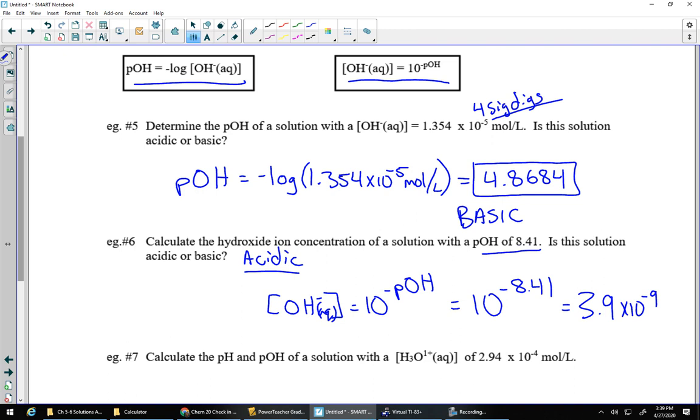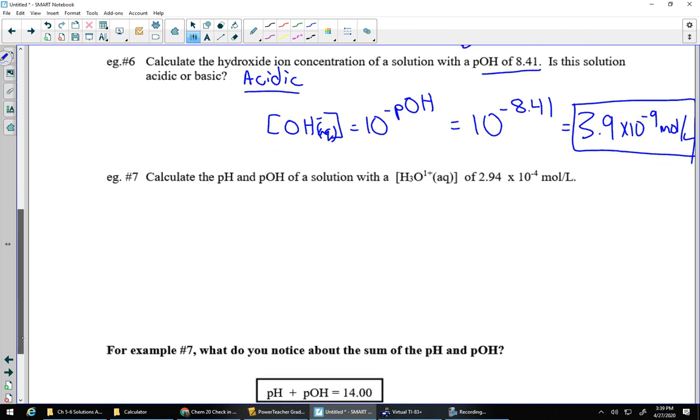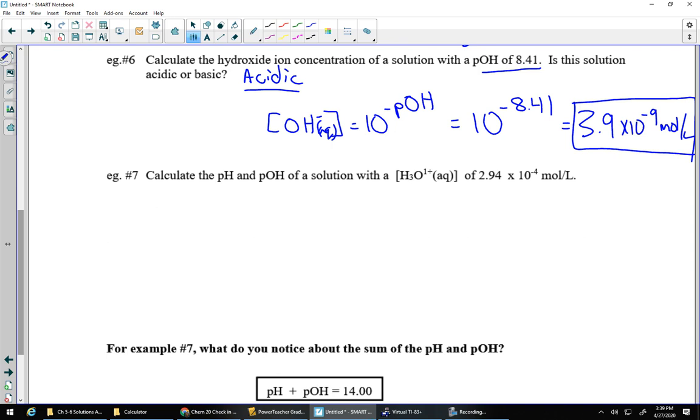10 to the negative 9 moles per liter. And again, that's for our hydroxide ion. Okay, the next example is a bit of a big one.